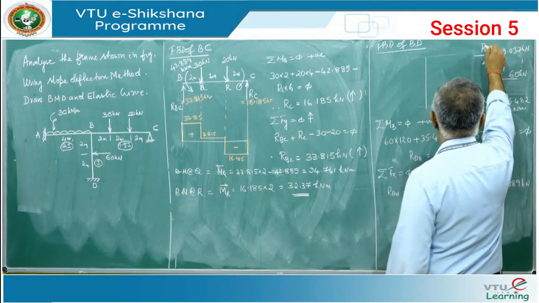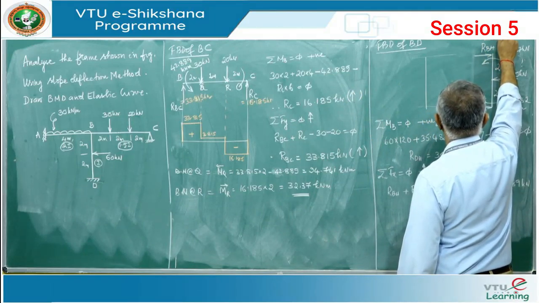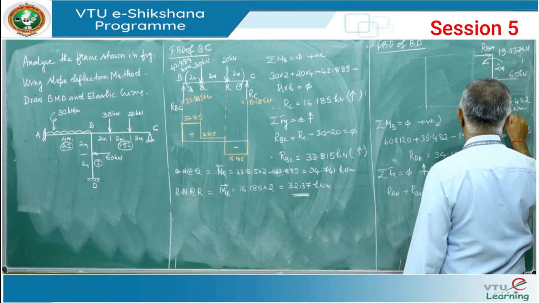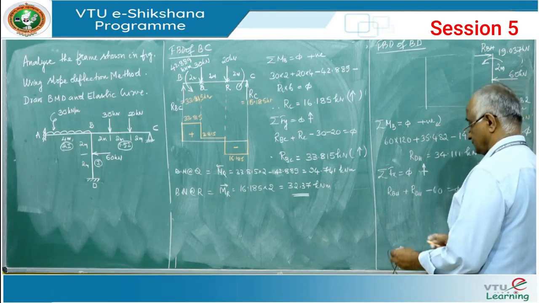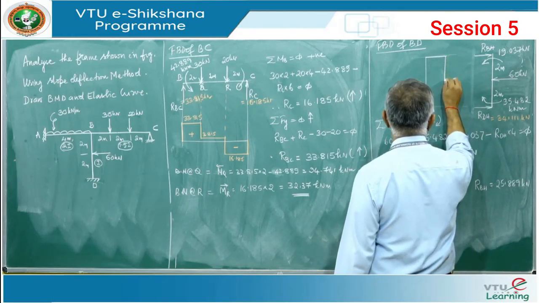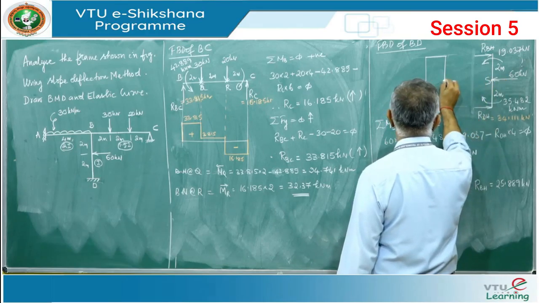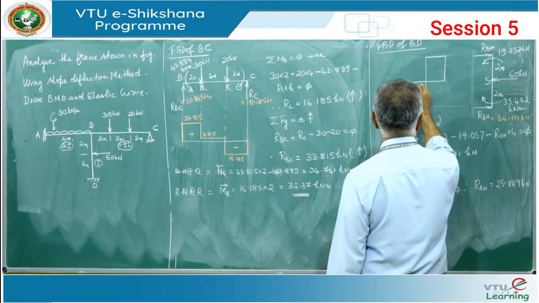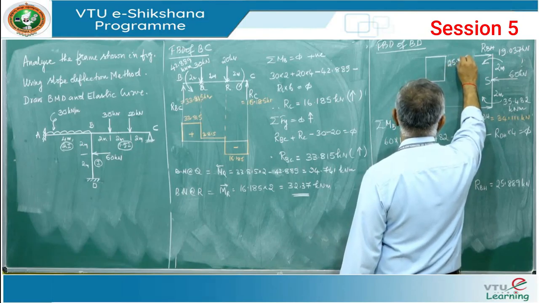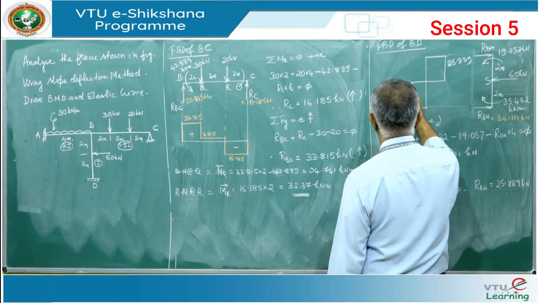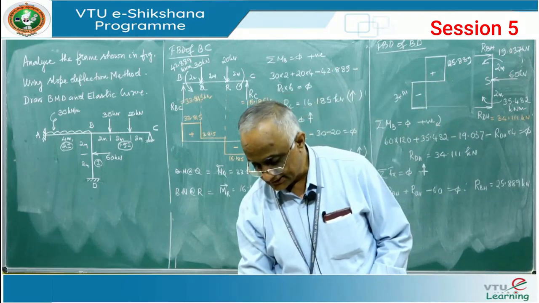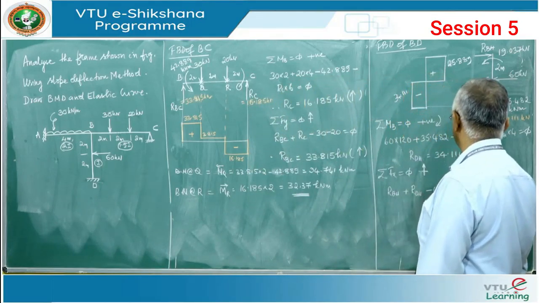Mark the values on the beam. RBH is 25.889 kilonewton, whereas RDH is 34.111 kilonewton, acting towards right, and no load up to this point. You can call this point as S, sudden drop of 60 kilonewton, again constant. The value is 25.889 and this one is 34.111. So you have a clear point where it is changing its sign, that is the point where load is applied. We consider that point as S.